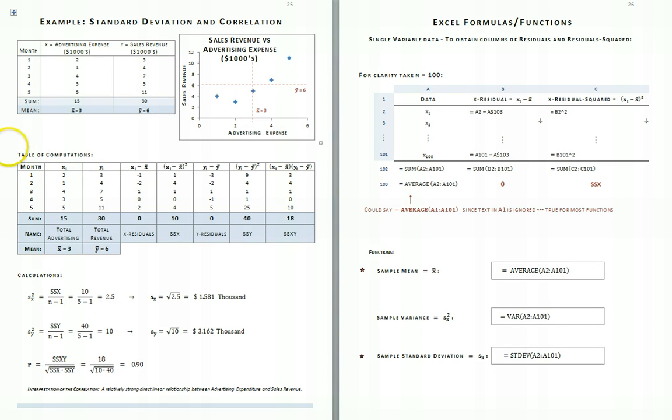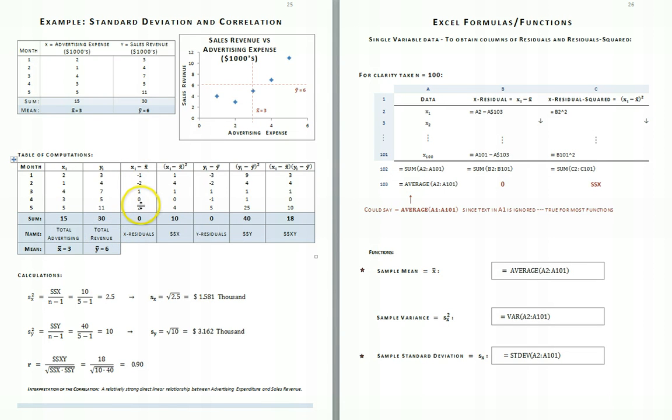In this table, we make some column computations. Here is the data repeated again, with the information similar to what appears here, except we've added a row where we've named the column sums. So for example, $15,000 advertising expense is the total advertising expense, and $30,000 in sales revenue is the total revenue, and so forth.